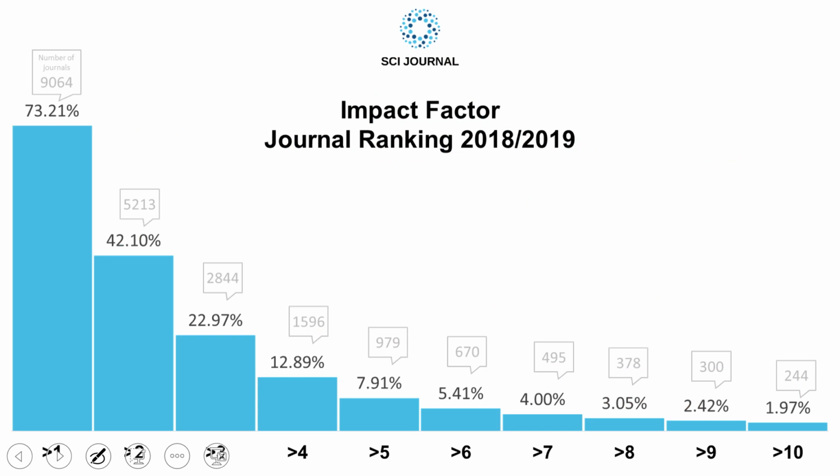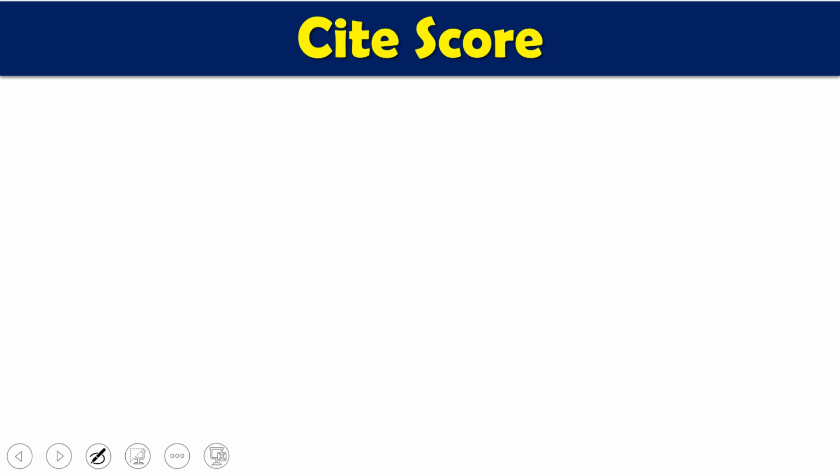This shows, in each category, how many journals there are on average according to the journal ranking for 2018-19. As the impact factor increases, the number of journals is greatly reduced. We have 244 journals with an impact factor of more than 10, and for more than 9 impact factor, 300 journals. So this is the number of journals having different impact factors.